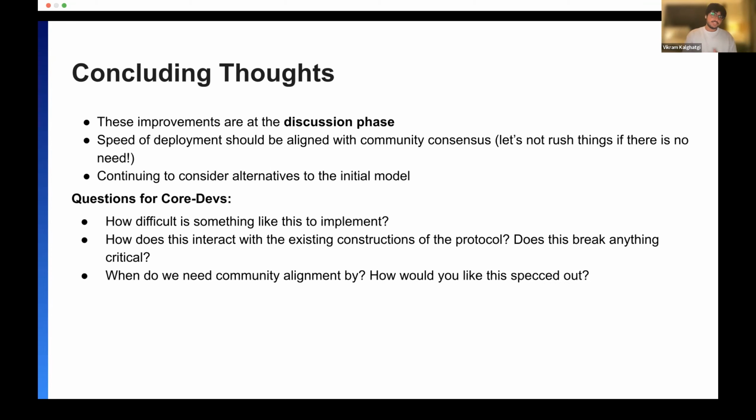We presented some of these questions at the meeting earlier this morning, on US time, and we got some fairly positive feedback on this. But how difficult would this be to implement? Does this break or interact negatively with existing constructions of the protocol? And as discussed in the meeting, we came to this loose idea that we would like community alignment by end of July, if we were to want to include this in the V17 upgrade.